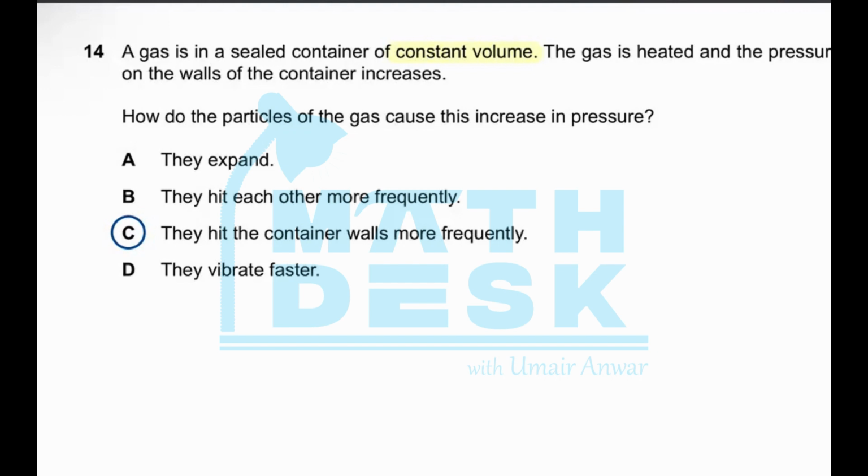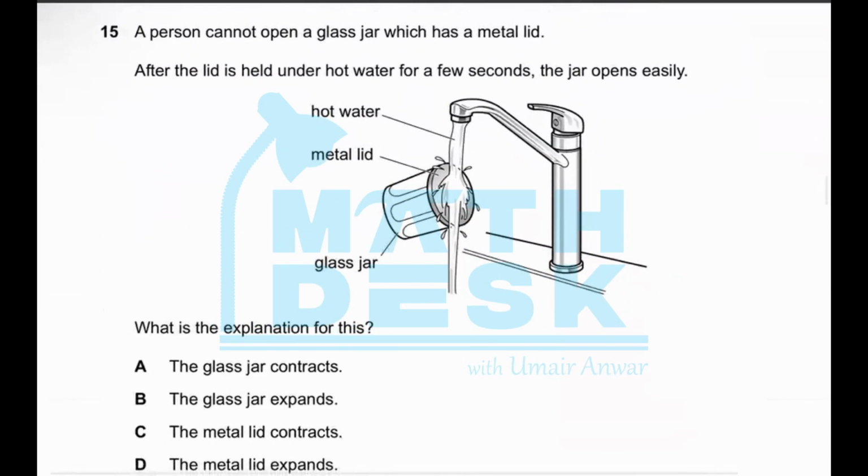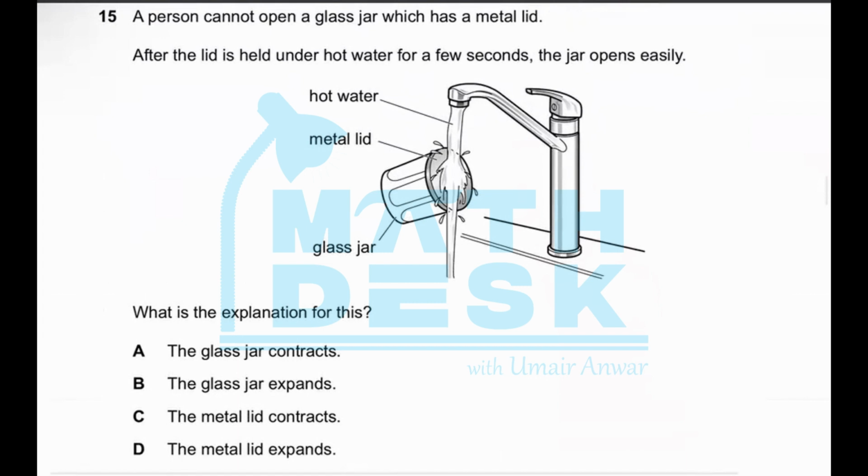Question number 15 says a person cannot open a glass jar which has a metal lid because the metal lid is tightly attached to the glass jar. After the lid is held under hot water for a few seconds, the jar opens easily. So here is the hot water coming out of this tap, and it is being dropped onto the metal lid, and it is the glass jar on which the metal lid is tightened.